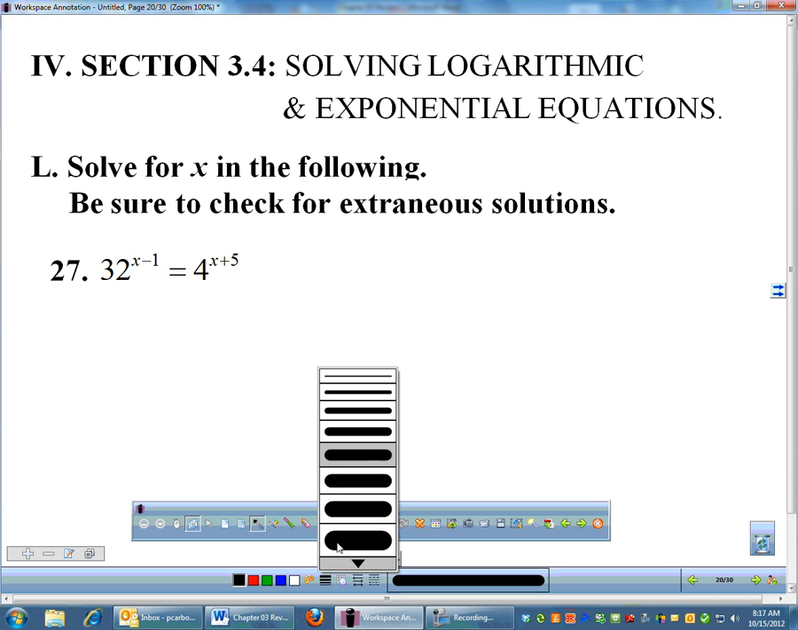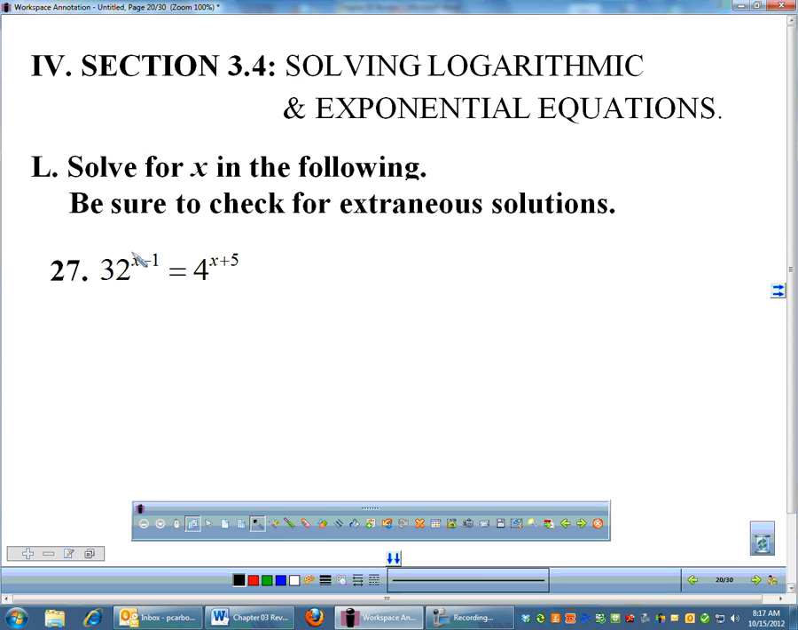Okay, solving equations. You have to identify whether it's an exponential or a logarithmic equation, because that changes your strategy. This is exponential. 32 to some power equals 4 to some power. With the exponential ones, your challenge is to get the same base on both sides. 32 is 2 to the 5th, and that's all to the x minus 1 power, is equal to 4, which is 2 squared, and all of that is to the x plus 5 power.